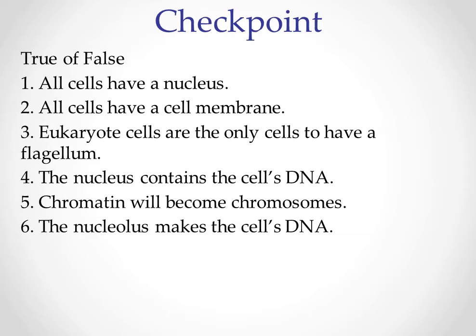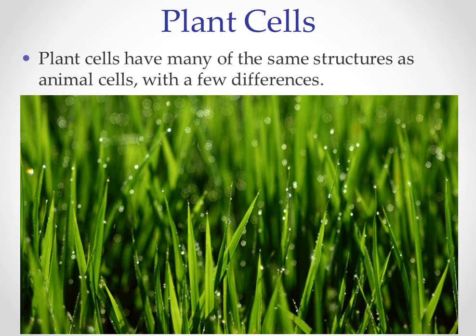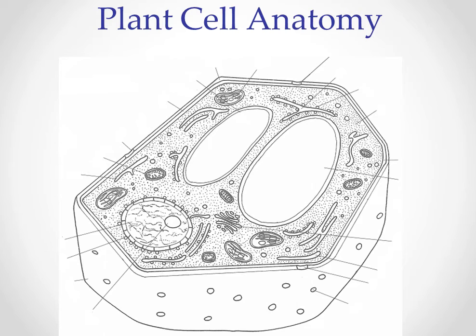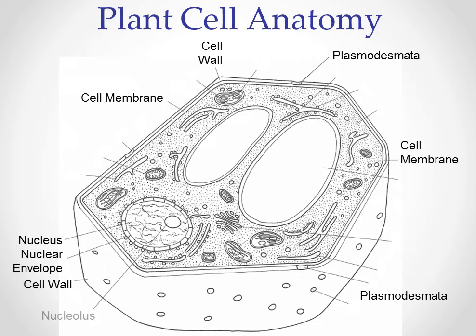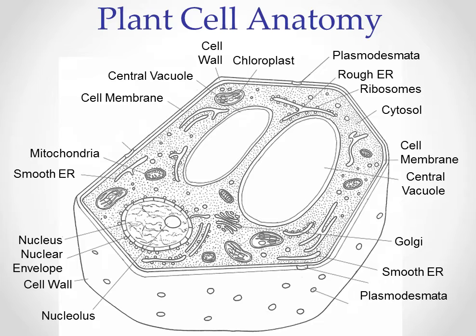So true or false? All cells have a nucleus. False. Prokaryotes do not. All cells have... plant cells. Now we talked about animal cells. Okay, differences. Go ahead and fill out your graphic organizer with the following labels.